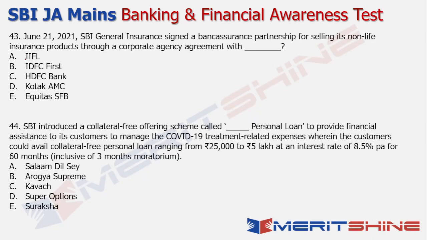Next up, we're talking about what happened on 21st of June 2021. SBI General Insurance basically signed a bancassurance partnership for selling its non-life products, which means any insurance other than life insurance, through the corporate agency agreement.